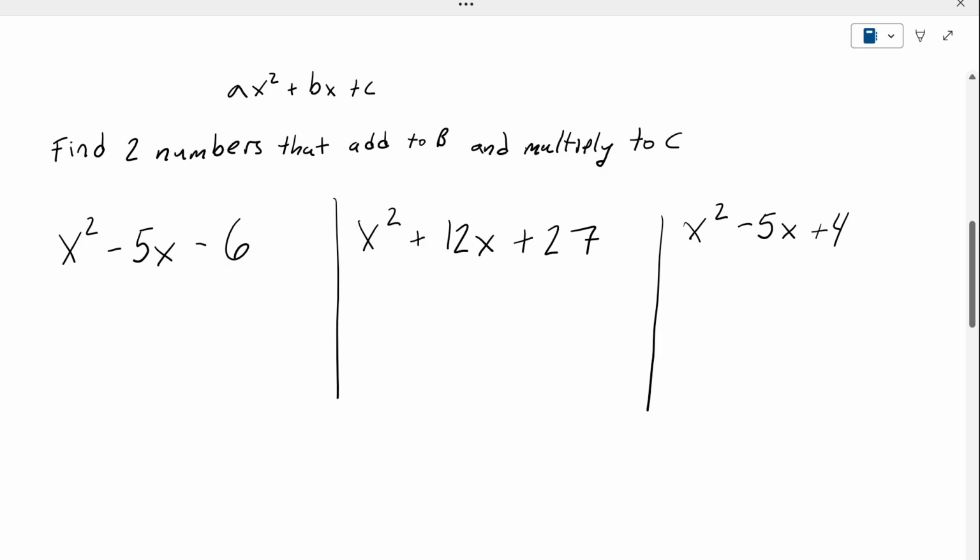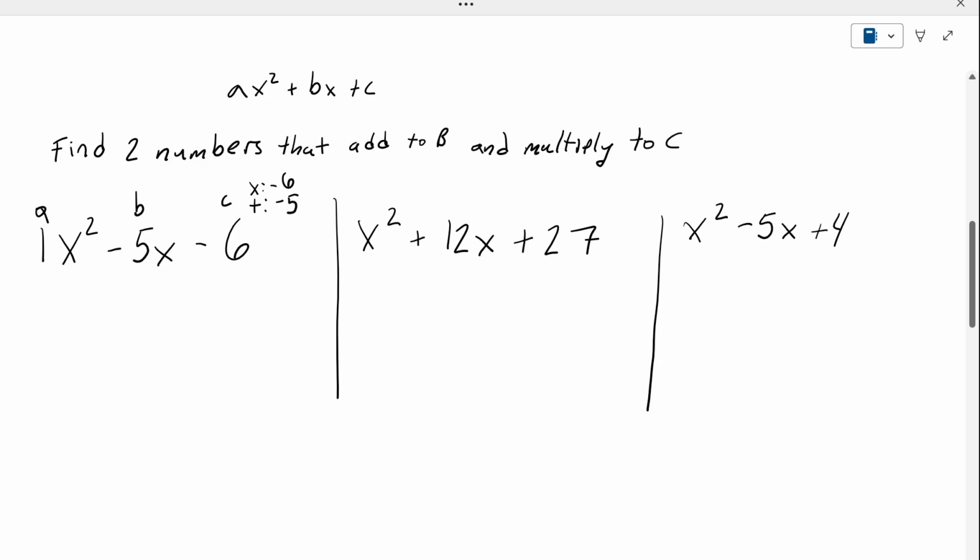Okay, the second way we can factor a function is by finding two numbers that add to b and multiply to c. So we can see on our first example that our a is 1, our b is negative 5, and our c is negative 6. So we need to find two numbers that multiply to negative 6 and add to negative 5, just like that. After some thought, you'll realize that these numbers are negative 6 and 1. That's because negative 6 times 1 is just negative 6, and negative 6 plus 1 is negative 5.